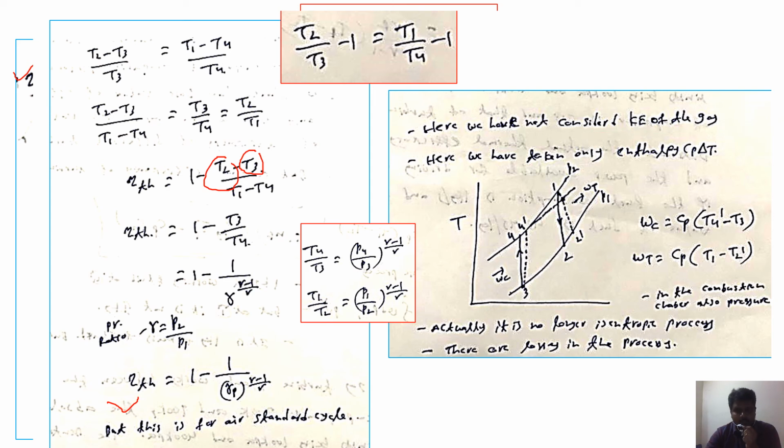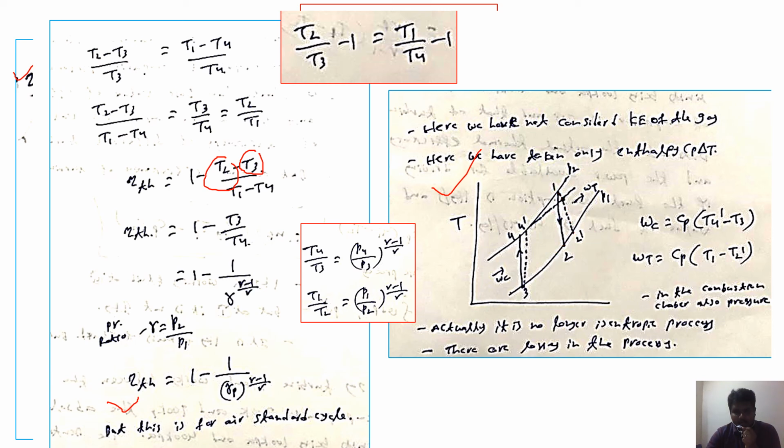So actually on the TS diagram, process 3 to 4 is the isentropic compression process, but actually it is not a straight vertical line, it is an inclined line. The 4 point shifted to 4 dash because there will be losses. Same way, process 1 to 2 is the isentropic expansion process. Here also it is not a straight line, it is an inclined line. Point 2 shifted to the right side, 2 dash.